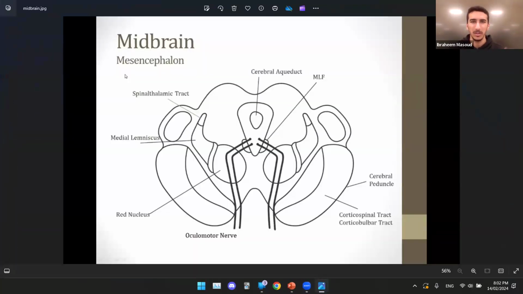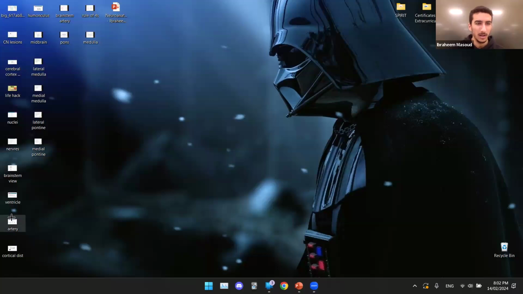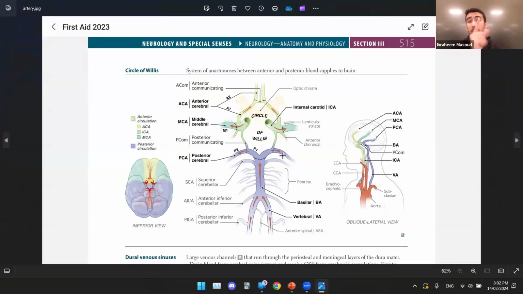So this is just for information, mostly. Let me see. This is important, I think. Yes, this is very important, guys. You need to know each artery, where it goes, because you will get a lot of questions about strokes in the arteries and what they supply and how.